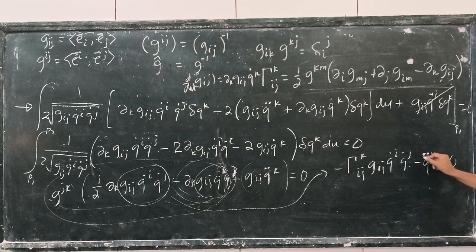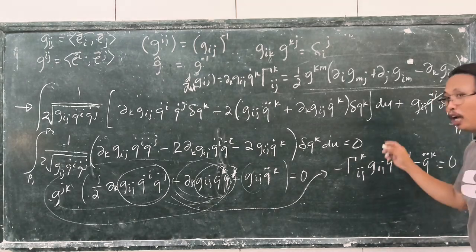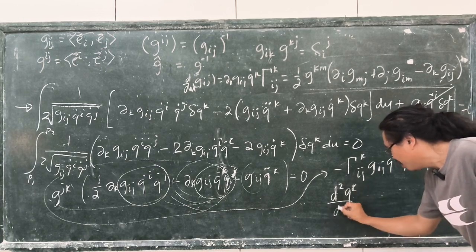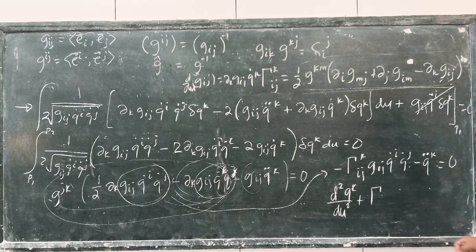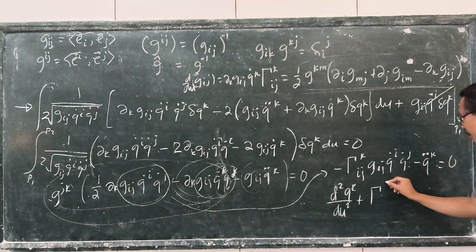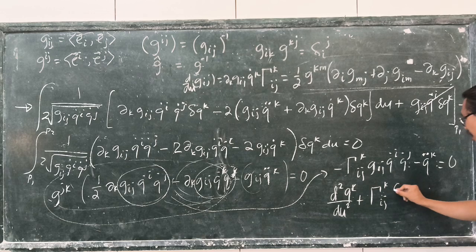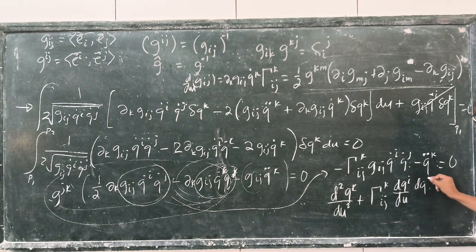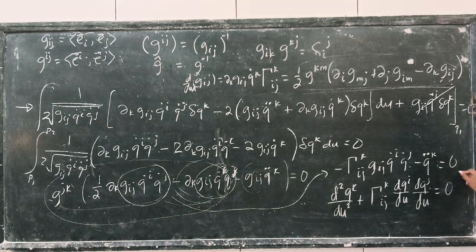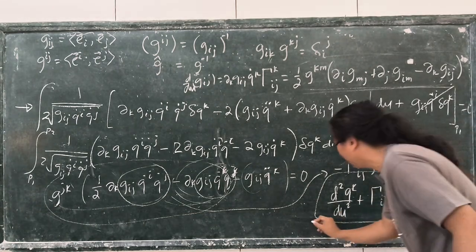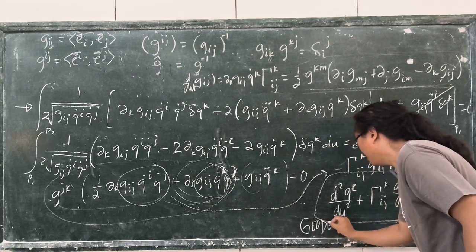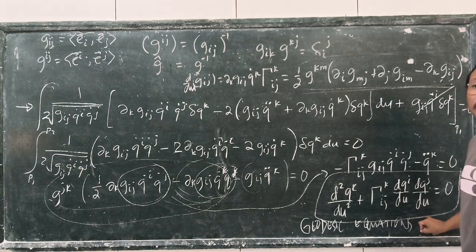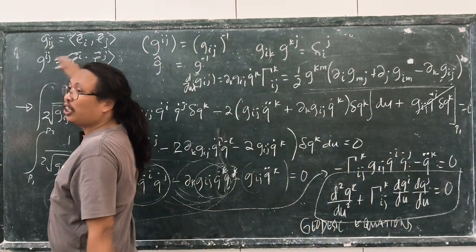Double dot. Okay, so if I'm going to spell this out, d squared q^k over du squared plus gamma, the Christoffel symbol, ij, dq^i over du, dq^j over du equals 0. This is actually what we call the geodesic equation. Geodesics are the shortest paths in general in manifolds. So, that is the shortest path.